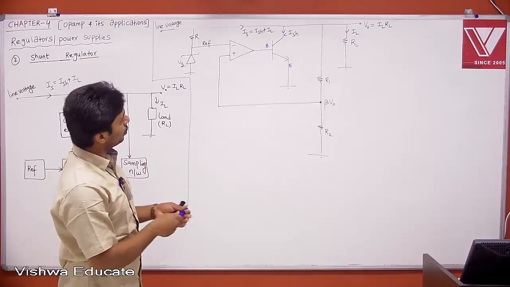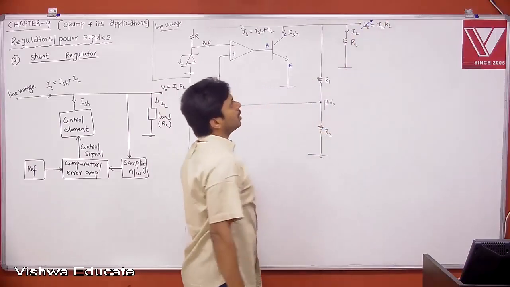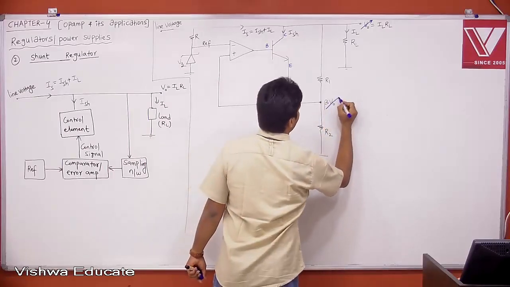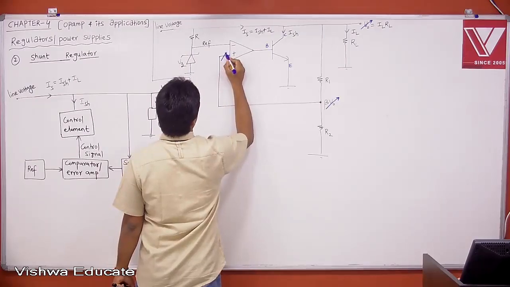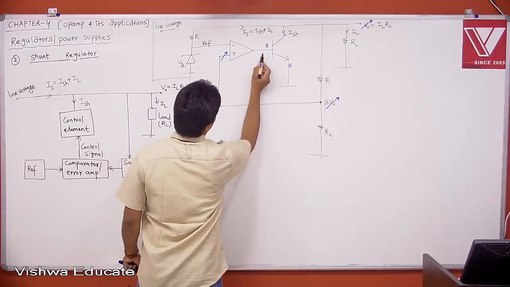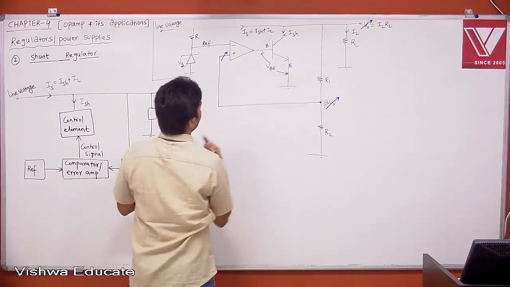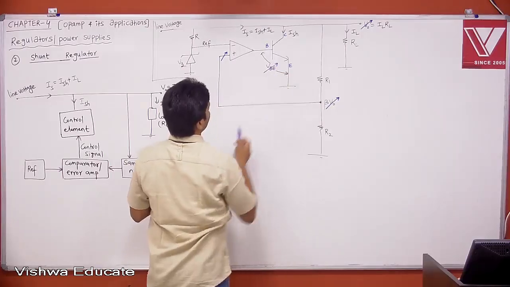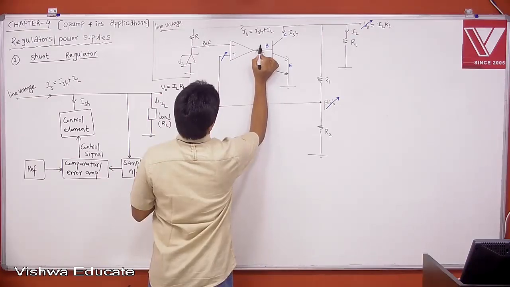Due to any reason, if V0 is increasing or decreasing, anything is fine. Let us say V0 is increasing. Then the same output is sampled, so beta V0 increases. If beta V0 is increasing, voltage at plus is increasing. When voltage at plus is increasing, the output voltage, which is nothing but the voltage at base, is increasing. This is basically VBE. So VBE will increase. When VBE is increasing, IB also will increase.